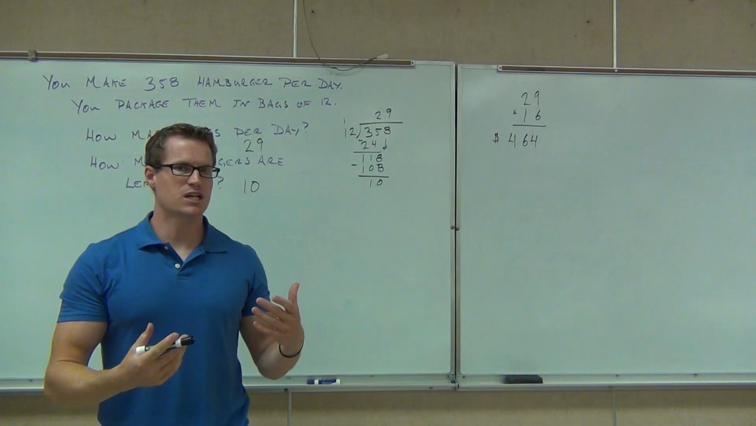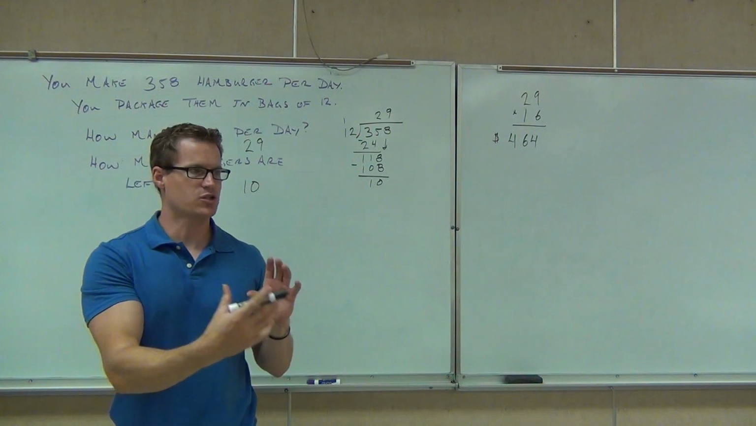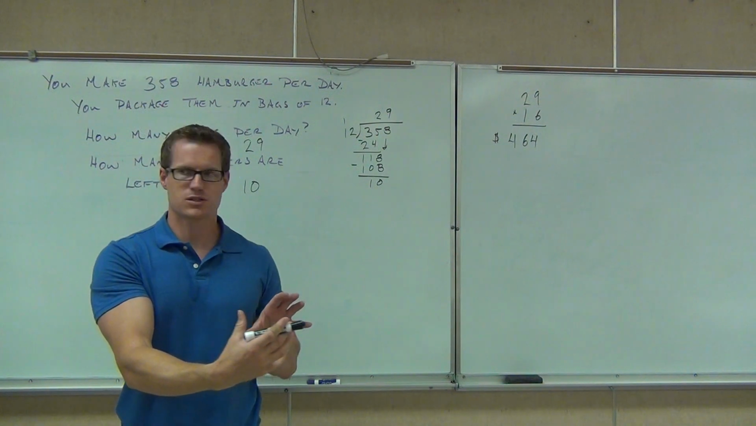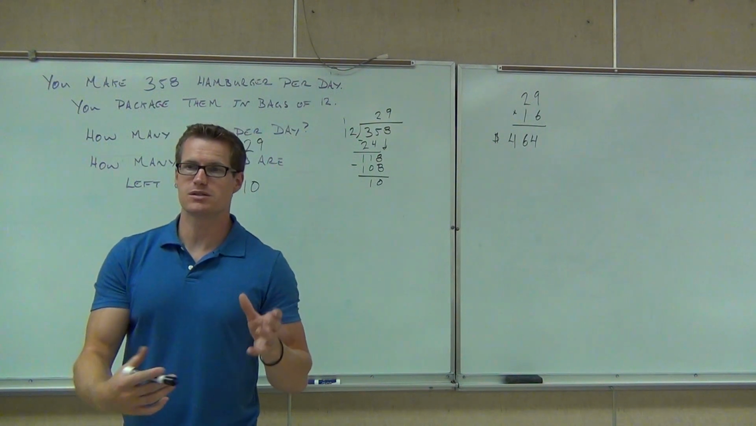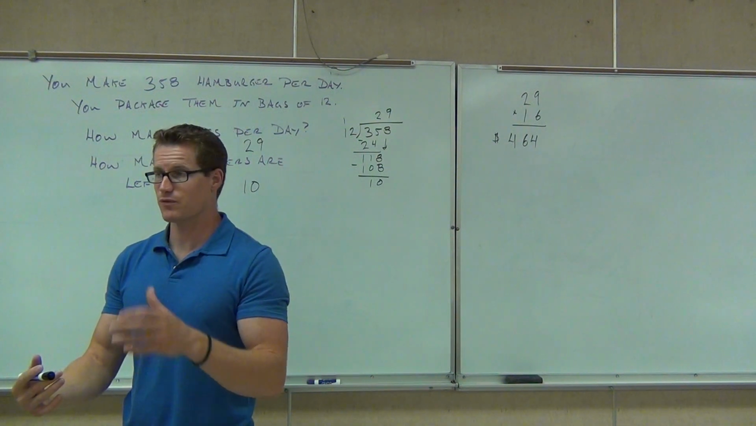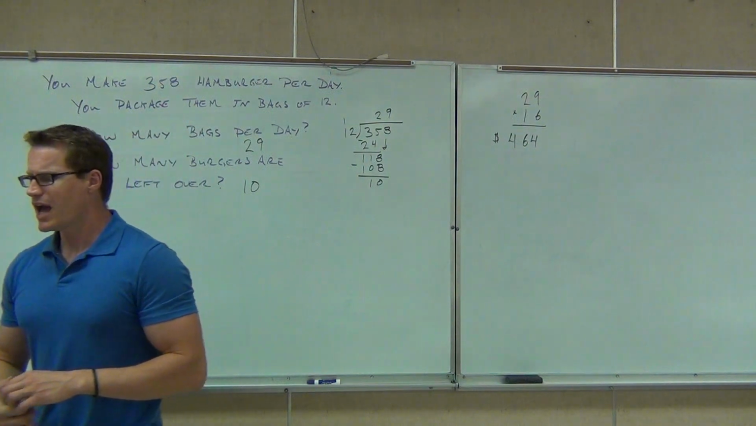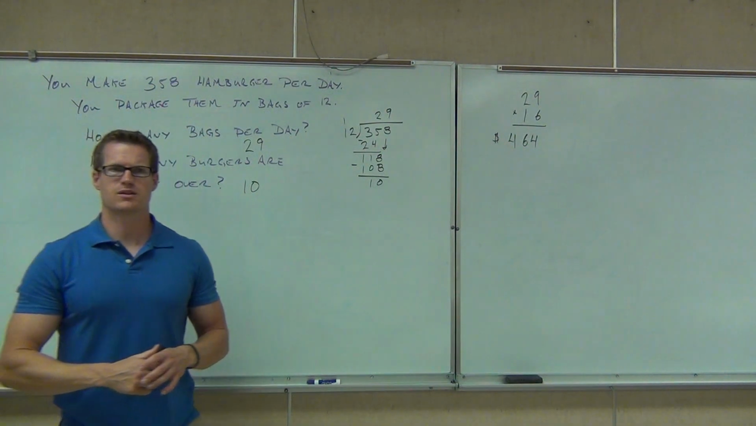Now, of course, this is going to change every day, isn't it? Because the next day, you're going to start with 10 burgers already, and so maybe make a little bit more than you did today. So that will change every day, but for today, we made $464. How many people feel okay with this long division and this word problem we just did?